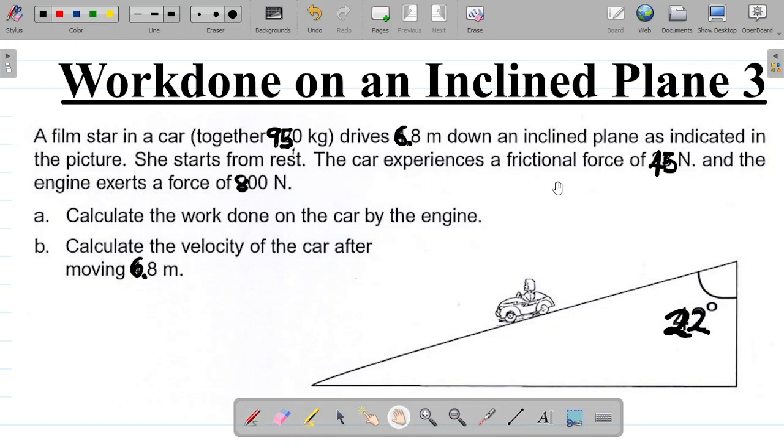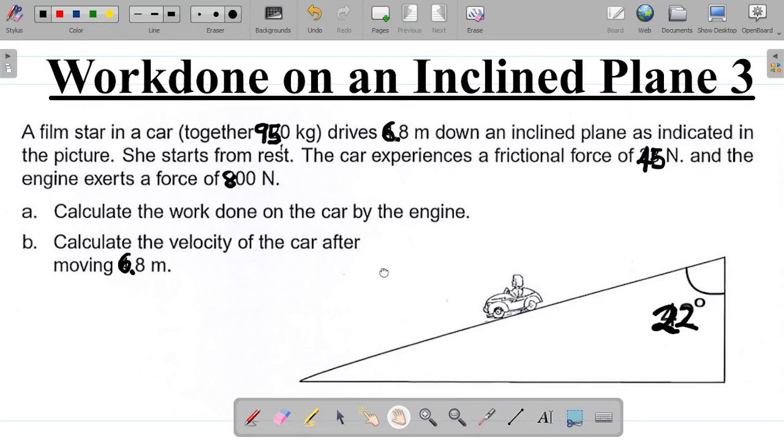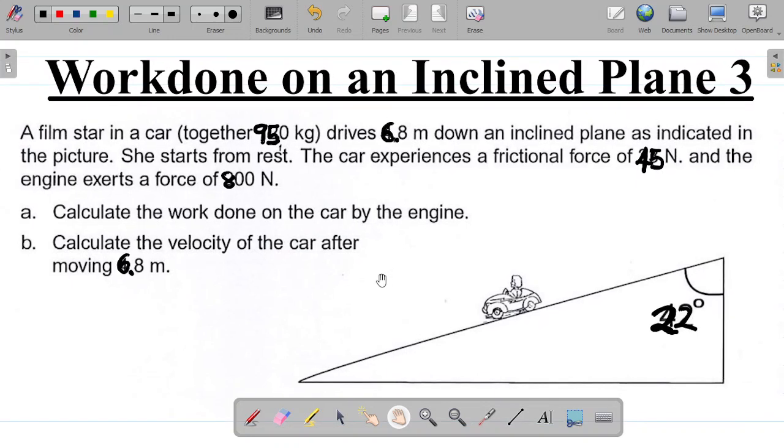The car experiences a frictional force of 45 Newton and the engine exerts a force of 800 Newton. A says calculate the work done on the car by the engine. B says calculate the velocity of the car after moving 6.8 meters. So this is your task. Solve this question and leave your answer in the comment section, and I will tell you if you're correct or not.